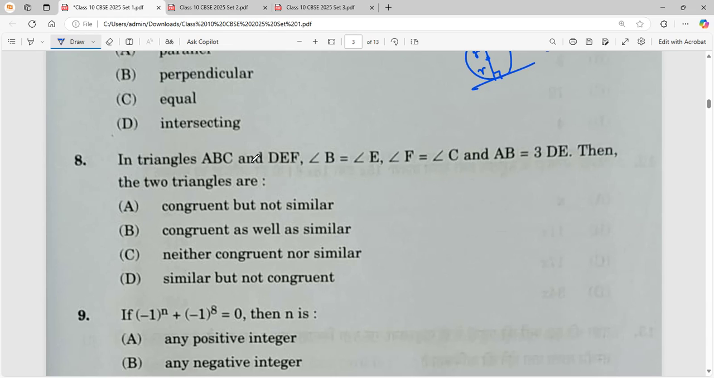In triangles ABC and DEF, angle B is equal to angle E. As per whatever is given, B corresponds to E and F corresponds to C, and AB is 3 times DE, so it is given AB divided by DE is equal to 3 divided by 1.